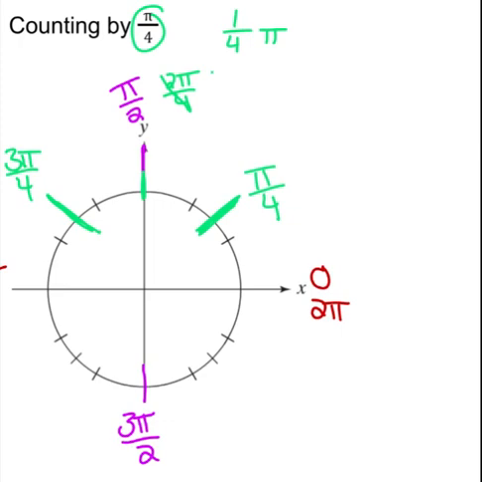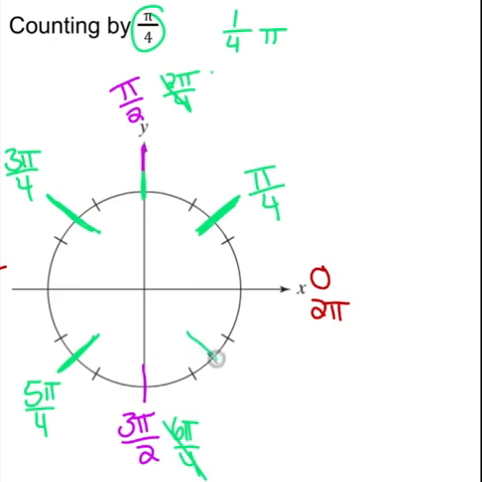All right, the fifth one is in between pi and 3 pi over 2, so it's going to be here, 5 pi over 4. The 3 pi over 2 is the sixth one. It's 6 pi over 4, but 6/4 reduces into 3 pi over 2.